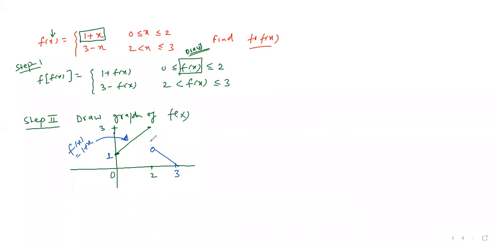No, at x equal to 2, the branch is different. I'm saying at x equal to 2, the value is 3. Who's saying it's not there? At x equal to 2, it's 3. Why are you saying it's not there? Okay, got it. At 3, it's 0. At 0, it's 1.